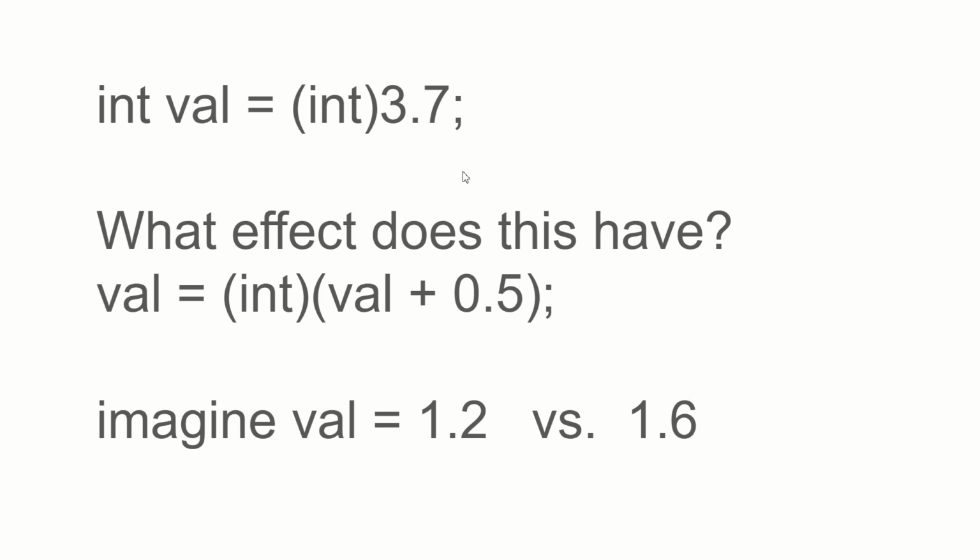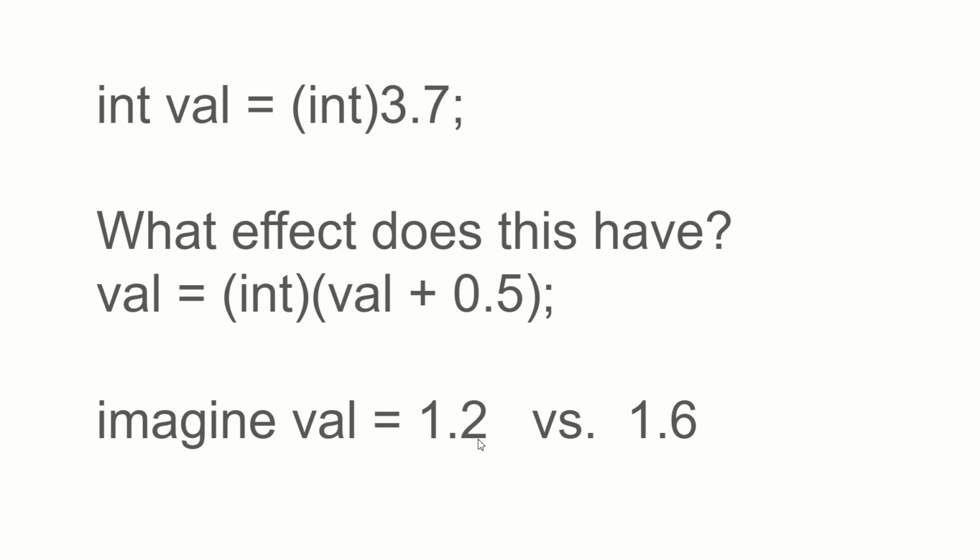casting to int. So casting does not round, casting truncates, which means it chops off the decimal. So if I have 3.7 and I cast it to int, the result is just going to be 3. Think for a second about what effect this would have. I take val, I add 0.5, and then I cast it to int. Imagine what that's going to result in for 1.2 rather than 1.6.